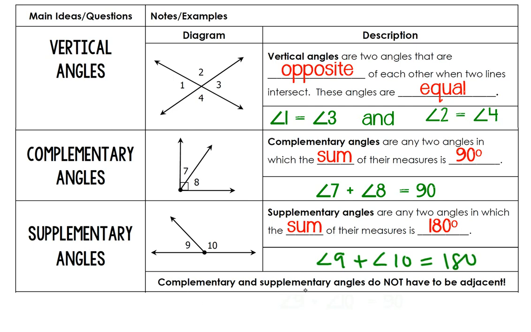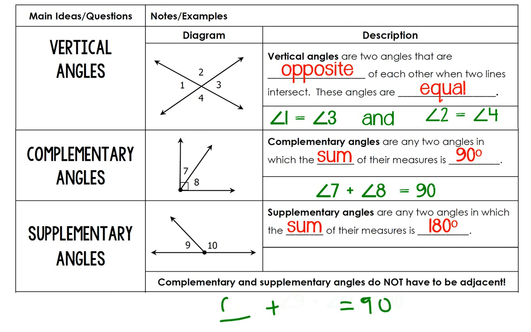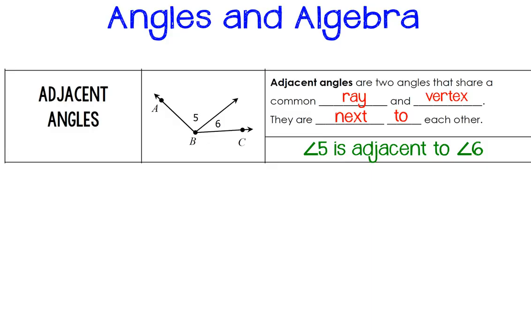Remember, complementary and supplementary angles do not have to actually be adjacent to each other, right? They don't have to be touching each other. If I told you I have an angle that's 60, and over here I have an angle that's 30, you could still tell me that they are complementary, even though they're not touching, because 60 plus 30 sum to 90. Right, remember, adjacent angles have a common vertex and they share a common ray. So angle 5 and angle 6 are adjacent to each other because they share a common side.